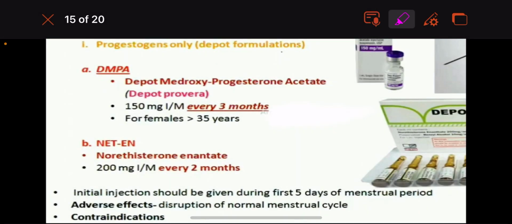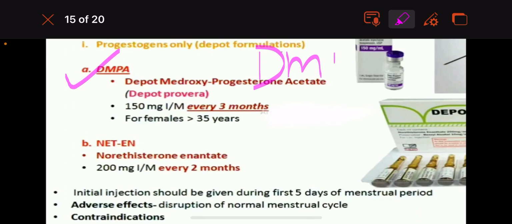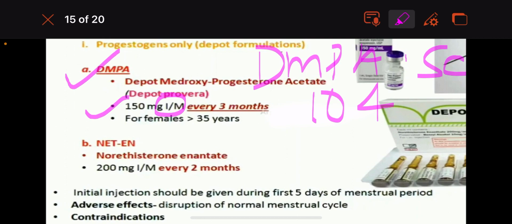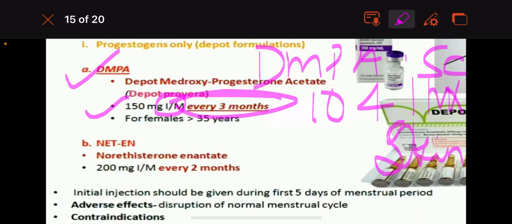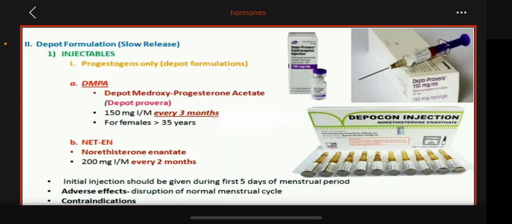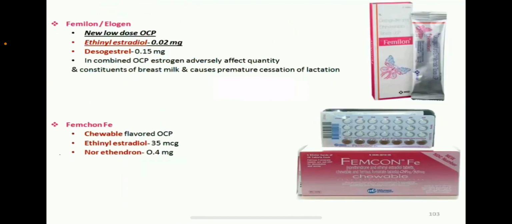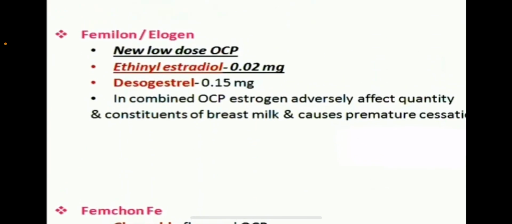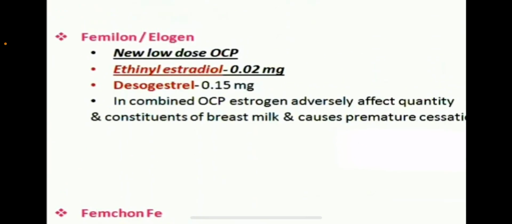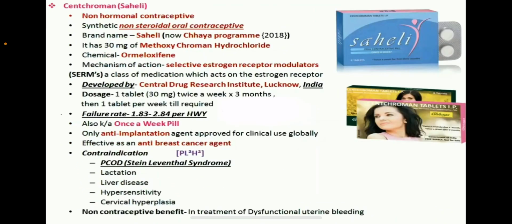Let us revise again. We have DMPA and DMPA SC. DMPA is 150 mg intramuscularly, whereas DMPA SC is 104 mg. It's not given intramuscularly; in fact, it is given under the skin. This was the difference, and both are given every 3 months. Now the other questions. The new low dose OCP: it is Femilon or Elogen. It contains ethinyl estradiol 0.02 mg.